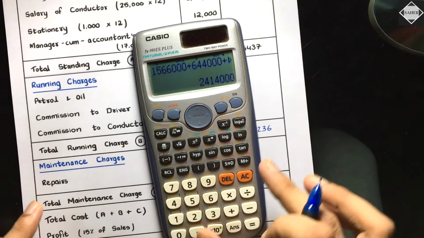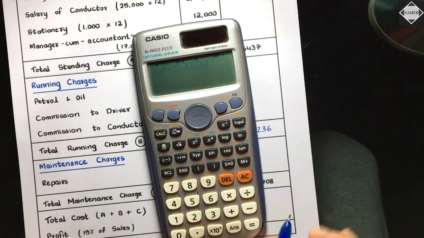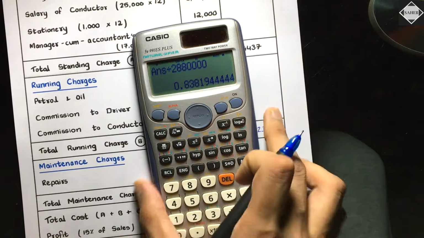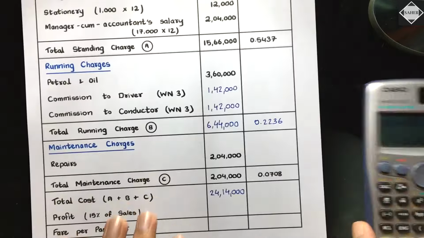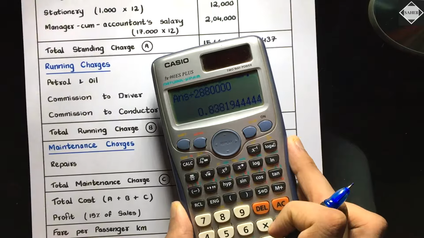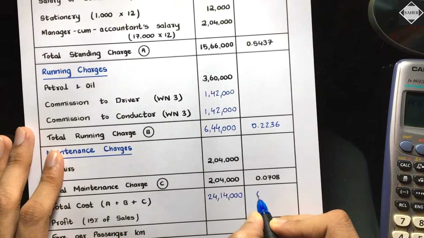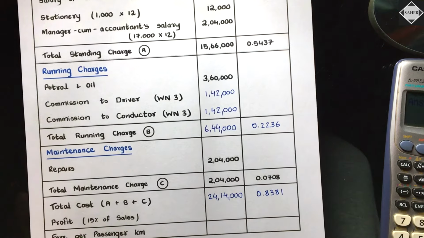Then 24 lakh 14,000 divided by 28 lakh 80,000, you will get the cost per passenger kilometer. I have taken the total cost and divided it by 28 lakh 80,000. I got the cost per passenger kilometer, 0.8381. Is it clear? Simple and straightforward. You understood this.